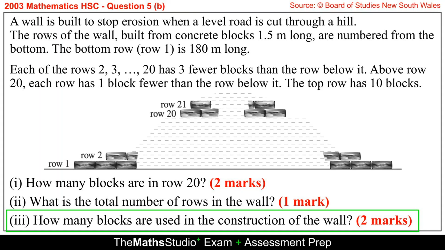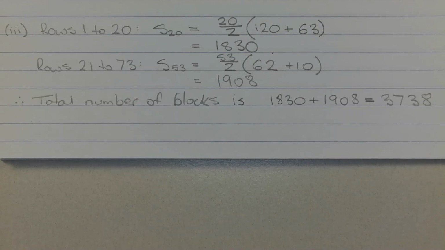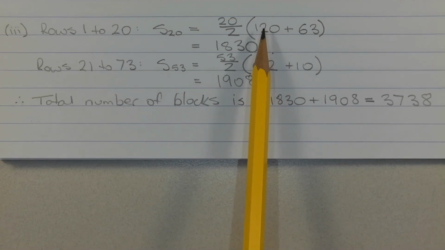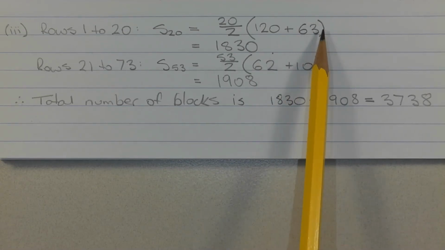Part 3. How many blocks are used in the construction of the wall? Consider the total number of blocks in the wall from row 1 to row 20. Now in row 1 we have 120 blocks, and in row 20 we have 63 blocks.